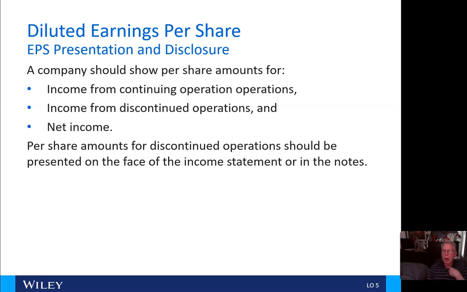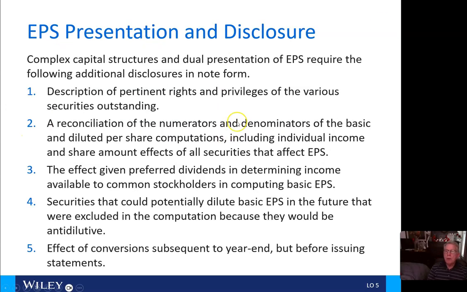Okay, so how do we present and disclose that? A company should show the per share amounts for 1, income from continuing operations, 2, income from discontinued operations, and 3, net income. The per share amounts for discontinued operations should be presented on the face of the income statement or in the notes.